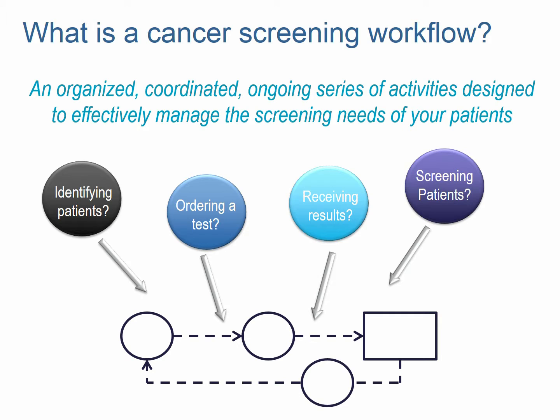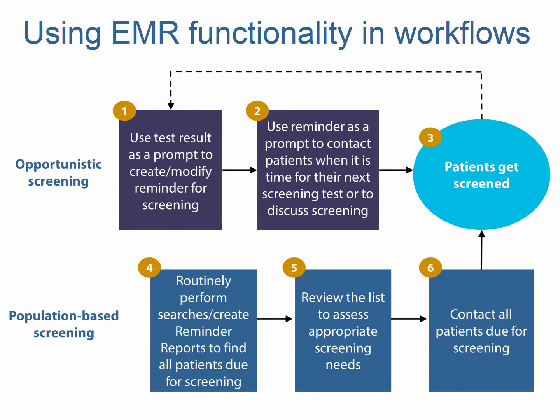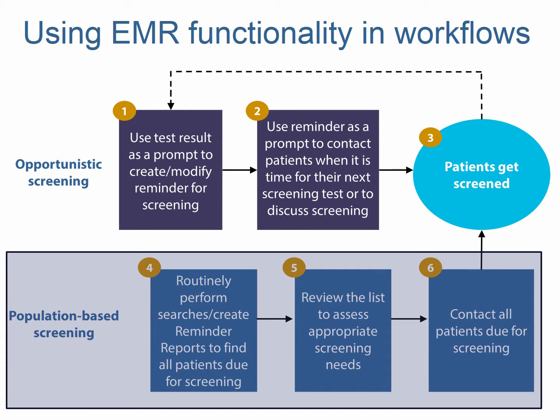The previous training modules have described EMR functionality that can be used at various stages of a cancer screening workflow. By now you should be familiar with this simple cancer screening workflow diagram. We discussed the two main components in our training modules on searches and reminders. Population-based screening refers to activities undertaken by the practice to proactively identify all patients due for screening and connect them through some type of organized outreach. By using cancer screening searches or running a reminder report, practices can identify these patients with their EMR.